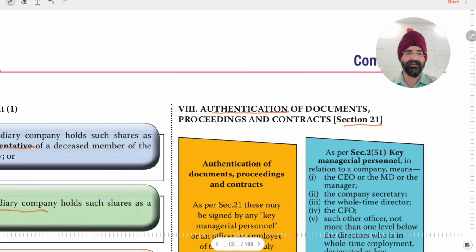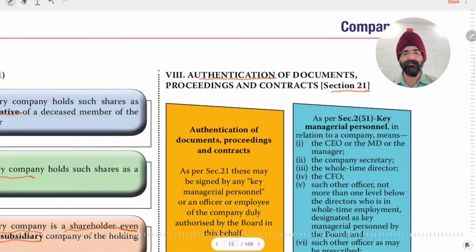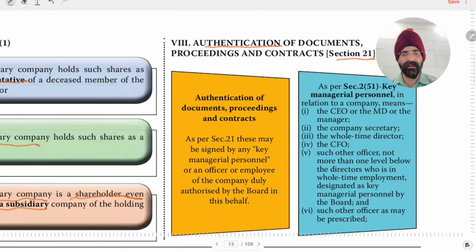Authentication of documents, section 21. Authentication of documents, proceedings, and contracts. As per section 21, these may be signed by any key managerial personnel or any officer or employee of the company duly authorized by the board in its behalf. So, can only the company secretary certify? No. Can the CFO also certify? Yes, the CFO can certify, as he is a key managerial person. Can the Managing Director certify? Yes, the Managing Director is a key managerial person. Can a Whole-time Director certify? Yes, a Whole-time Director is also a key managerial personnel.